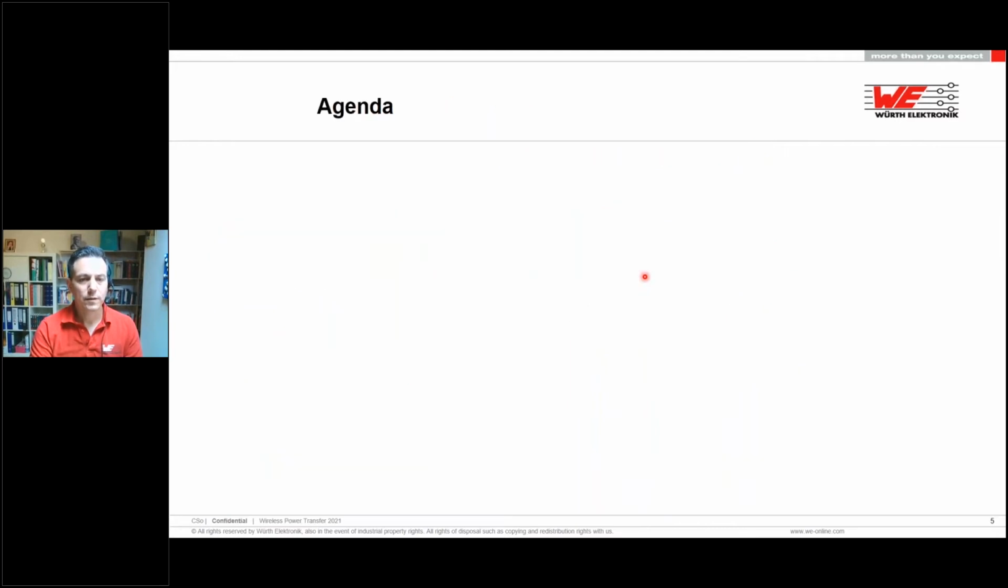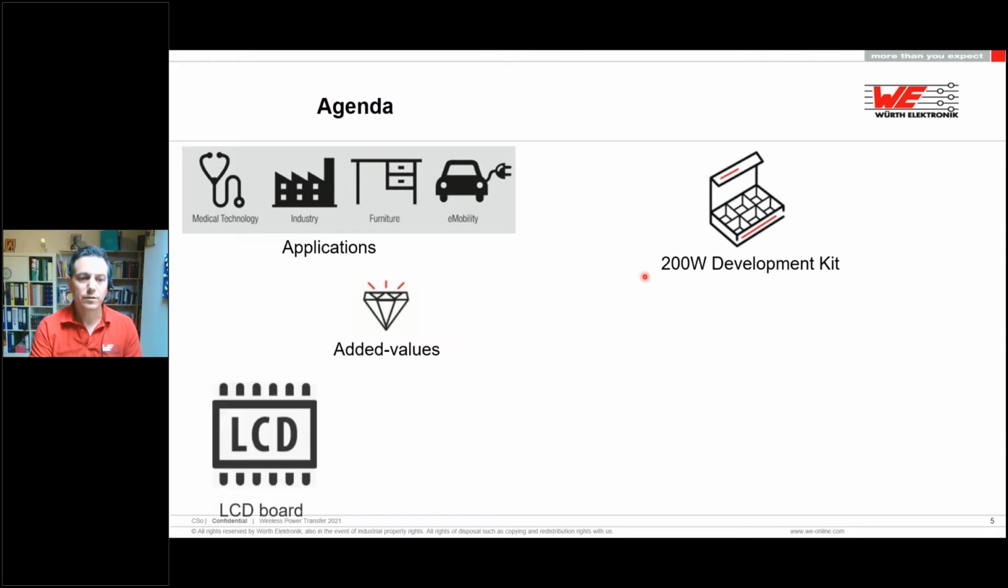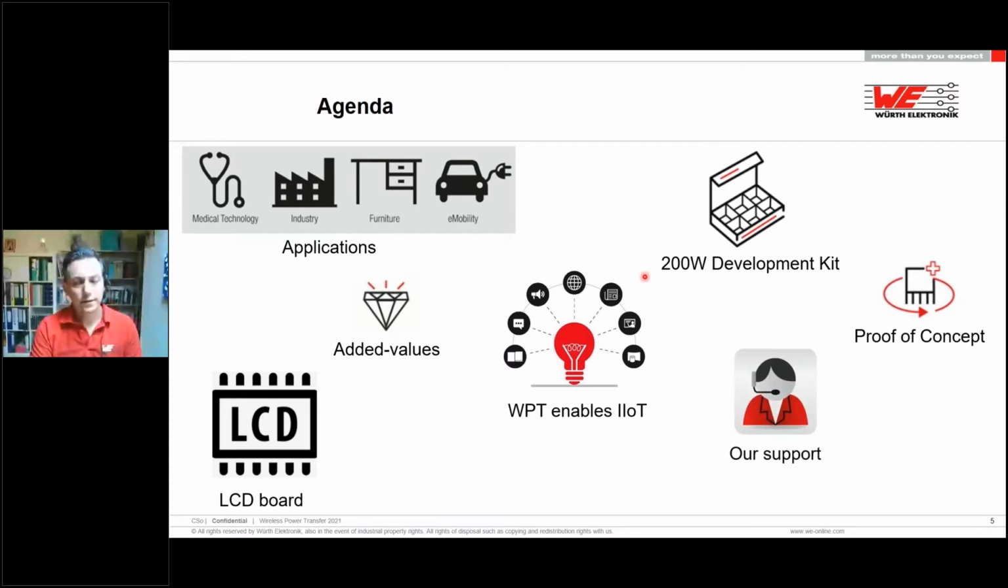Today, I would like to give you some examples about what kind of applications are interesting to do. I would like to show you a little bit our 200 watt development kit, how to realize that. Our added values, our new LCD board, which is needed to enable the IIoT system, and a proof of concept, which I will show you, and in the end, for sure, our support. The target today is to implement wireless power technology in your application and how you can do that.